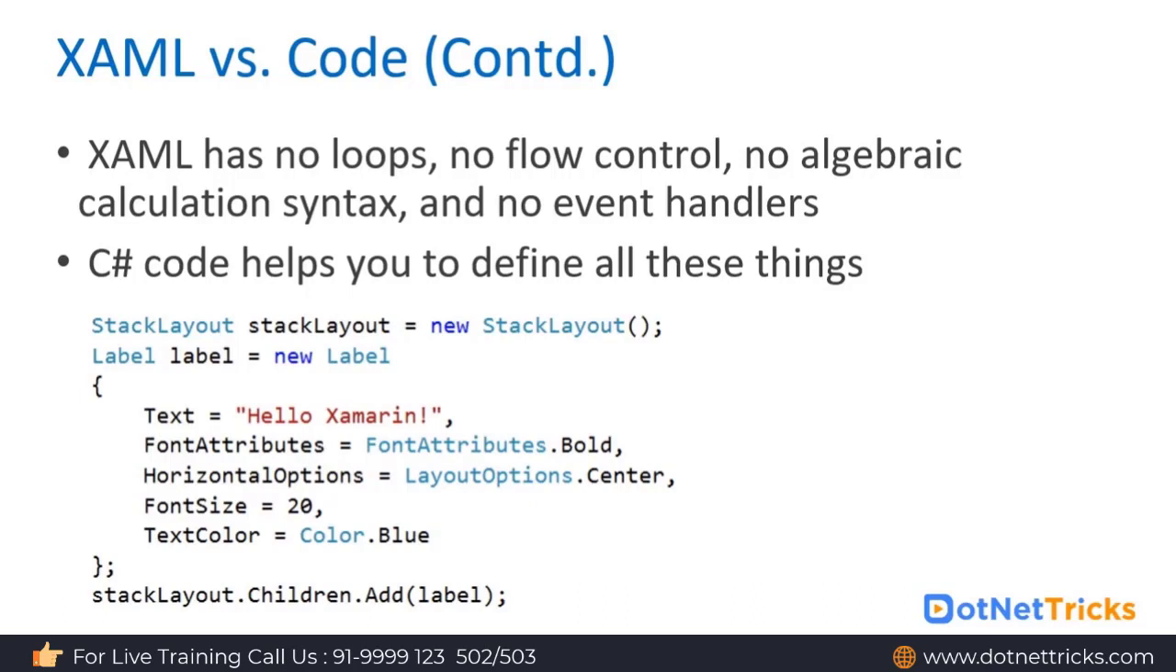XAML and C# both have their advantages and disadvantages. XAML has no loops, no flow control, no algebraic calculation syntaxes, and event handlers cannot be handled by XAML. So the C# code will help you do all these things. If you look at the C# code and compare it with the XAML code, you could see that you have to instantiate every instance and you have to write additional code to add those objects which are created for the label as children to the stack layout. However, since we maintain the parent tree hierarchy inside the XAML, we don't have to explicitly mention it and that will be passed automatically.